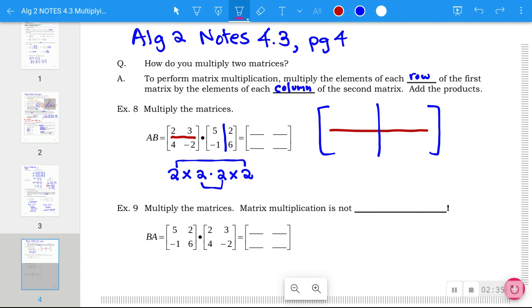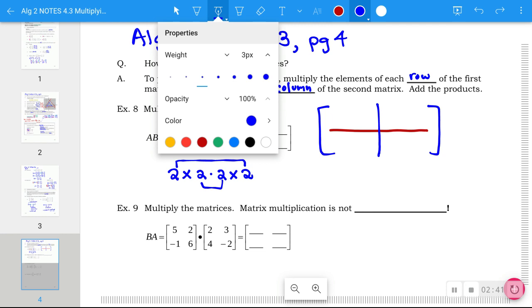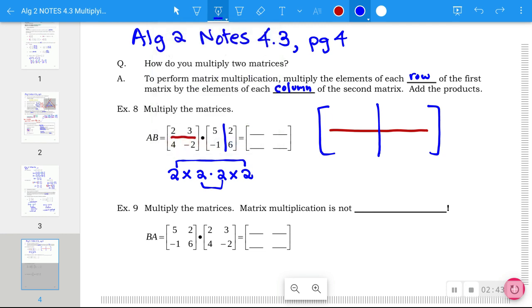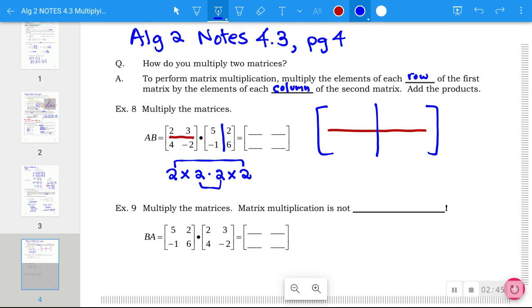Now we're going to do the top row, and it uses the numbers 2, 3. You want to set these up like so, 2, 3 all the way across the top. But we're going to be multiplying by stuff later, so set it up like this. Then you do the same thing with the bottom row, and the bottom row in that first matrix is 4, negative 2.